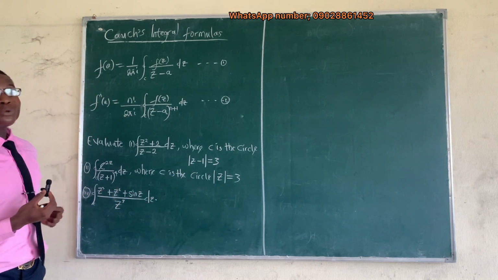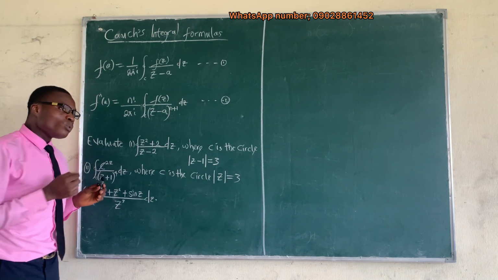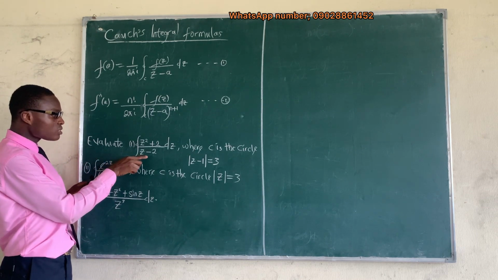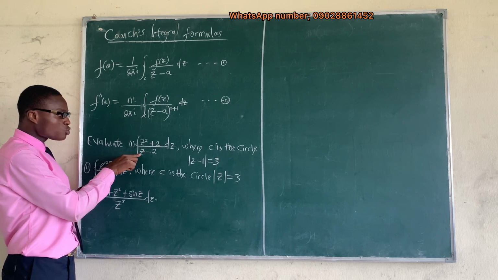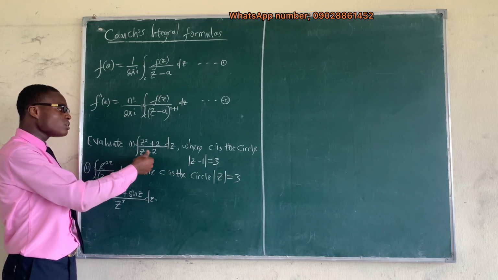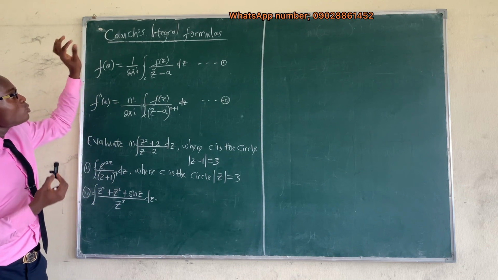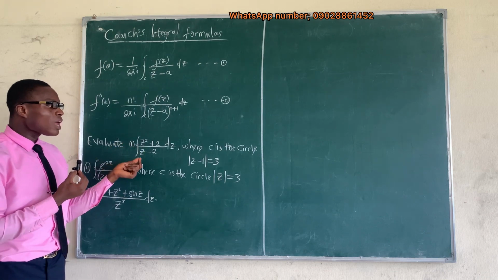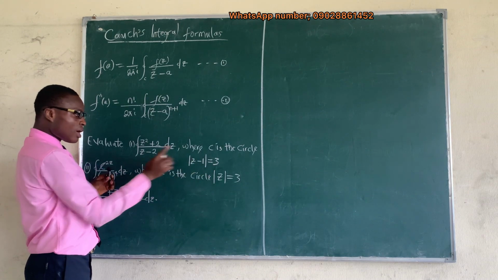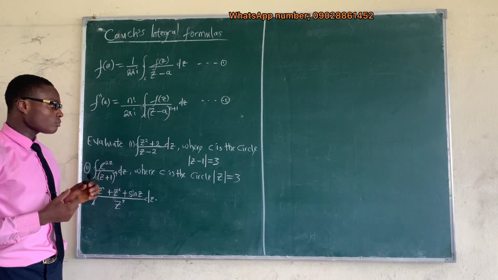So for you to be able to use the Cauchy's integral formula, we talked about the singular point. We said that the singular point is the point where the function fails to be analytic. And of course, the singular point here is 2, because if you put in 2 minus 2, you get 0, and z squared plus 2 divided by 0 is undefined. So it means at the point z equal to 2, this function is not analytic. For you to be able to use the Cauchy's integral formula, the singular point must be interior to the circle. And if the radius of this circle is 3 and the singular point is 2, it means that the singular point is inside the circle for this first one.